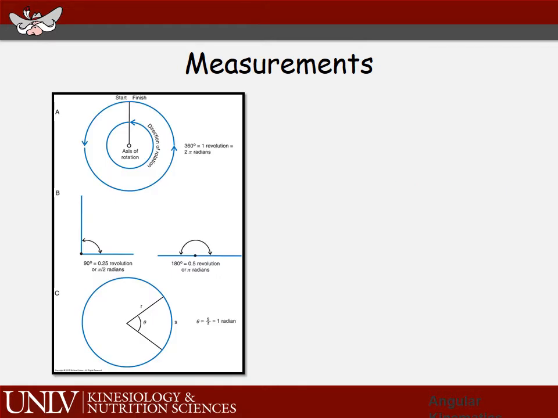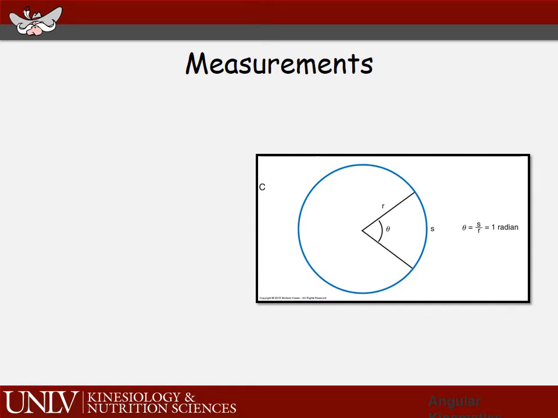So here's just a little depiction of the units of measurement, revolutions versus 360 degrees. The circumference of a circle is 2 pi r, so 2 pi radians in a full revolution. And then you'll have just different conversions.